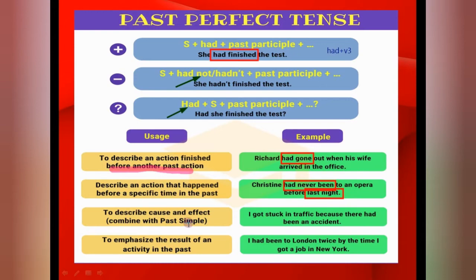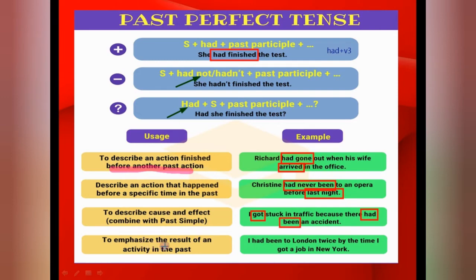To describe cause and effect, combined with past simple. As I told you, in this we also use simple past. With simple past we can use, I got stuck, here the second form is given, simple past tense. I got stuck in traffic because there had been an accident. So there had been an accident. So with the simple past we can use past perfect tense, because both the actions have been done in the past.